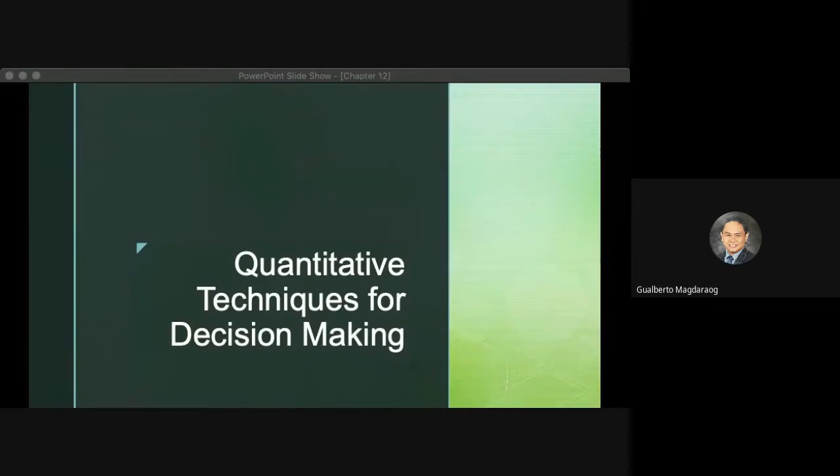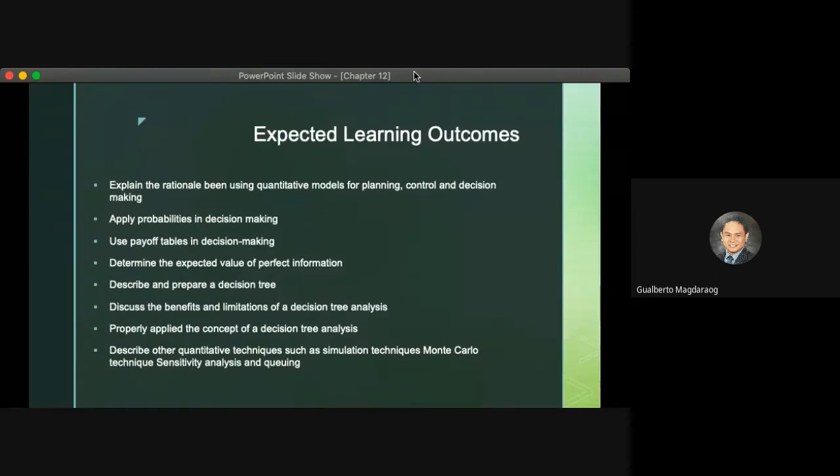The expected learning outcomes after reading the whole chapter are the following. Explain the rationale for using quantitative models for planning, control, and decision making. Probabilities in decision making. Use payoff tables in decision making. Determine the expected value of perfect information. Describe and prepare a decision tree. Discuss the benefits and limitations of a decision tree analysis. Properly apply the concept of a decision tree analysis.